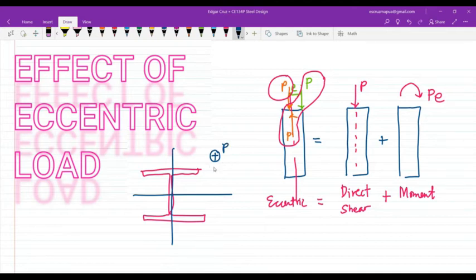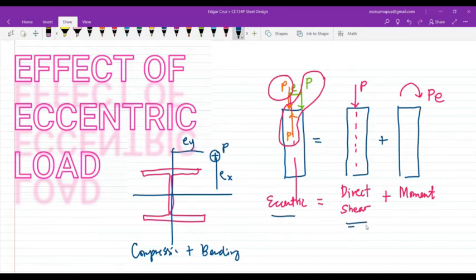So that could be the P compression plus bending. Tapos yung bending natin for this case is dalawa, no? Bending about X. Ito yung E about X. Tapos ito naman yung distance about y. No? So whenever we have an eccentric load, we could identify it as compression plus bending. So dito naman sa eccentric shear, compression means yung direct shear plus the moment.